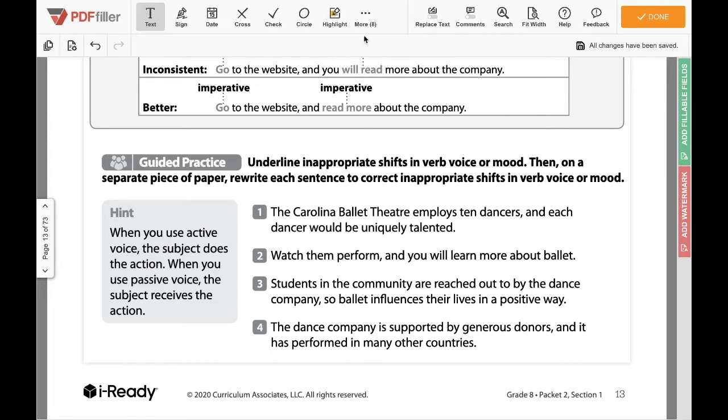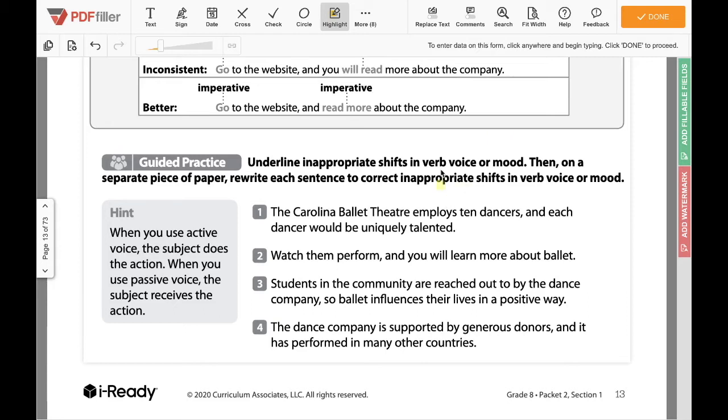That's fine with me. So I'm going to go ahead and highlight the inappropriate shifts in verb, voice, or mood. We'll do that first. So it says when you use active voice, the subject does the action. When you use passive voice, the subject receives the action. That's like what we already talked about in the last packet. You can go back and review that if you need to. So it says the Carolina Ballet Theater employs 10 dancers, and each dancer would be uniquely talented.